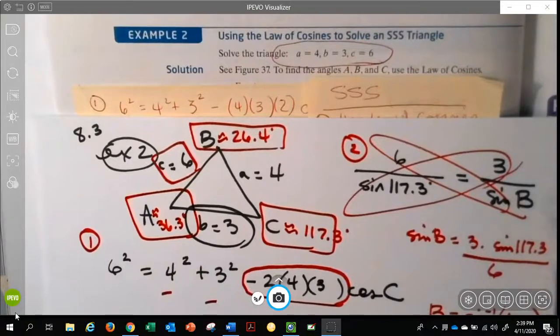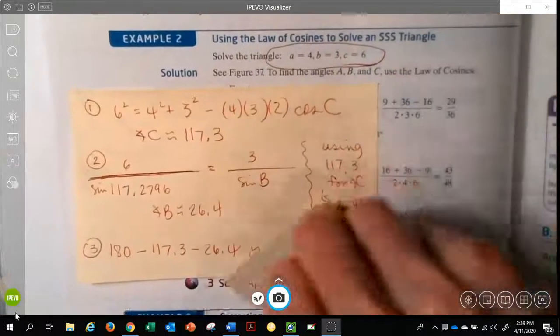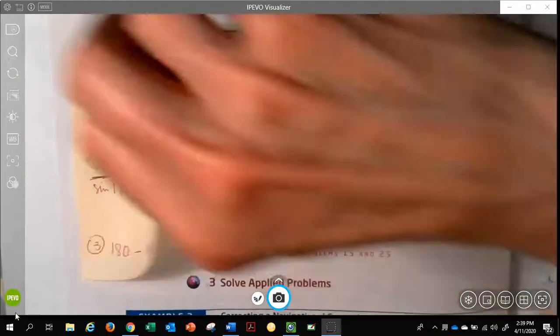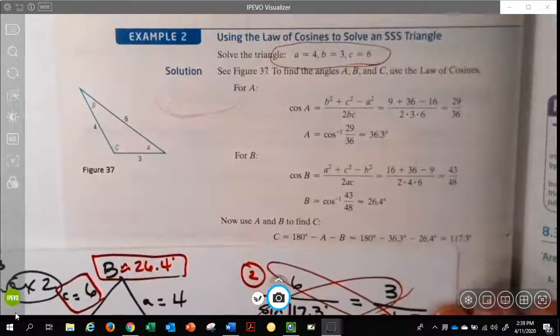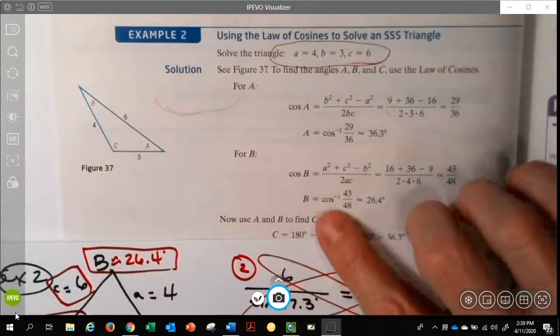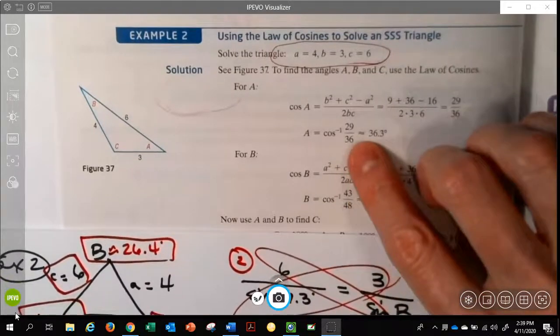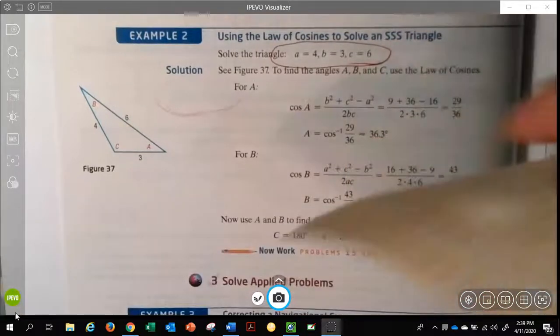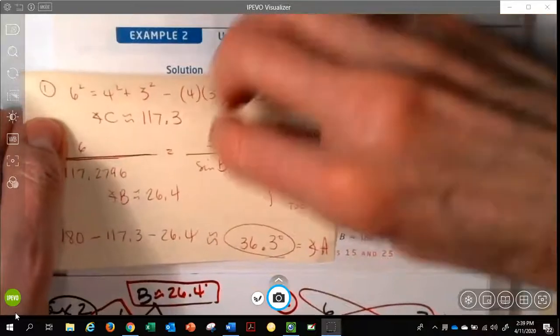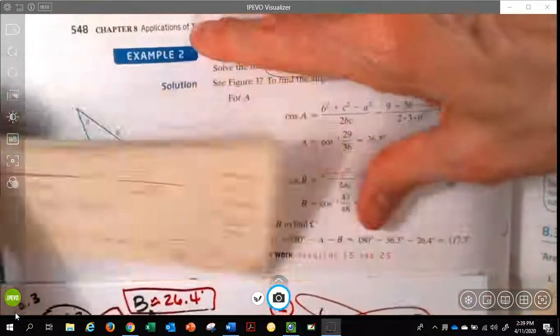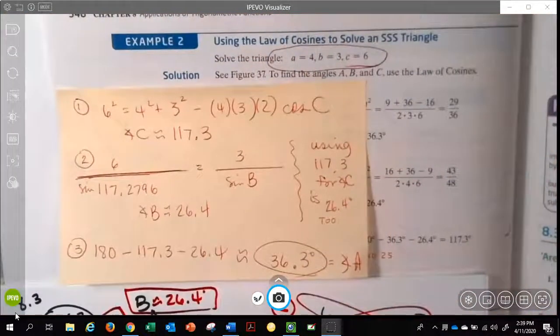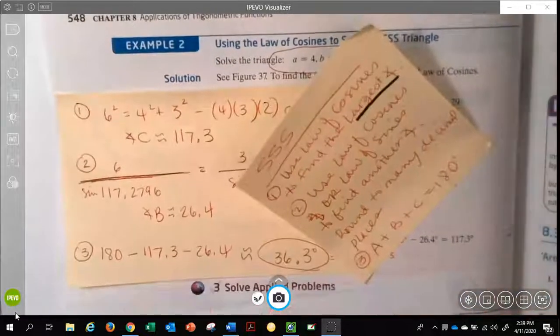Again, you got to find out what works for you in keeping up with all of this stuff. And just a quick check in the book, they came out with 117, they came out with a 26.4, and they came out with a 36.3. So yay, we matched the book. It's always exciting when that happens. I'm trying to get my little sticky notes back. You saw the little notes there.